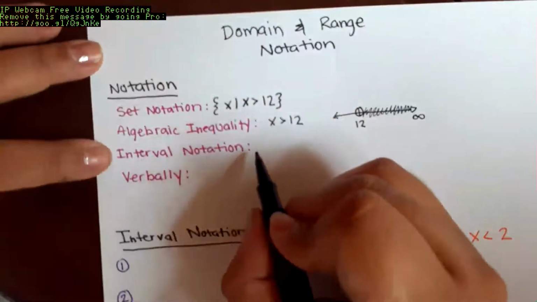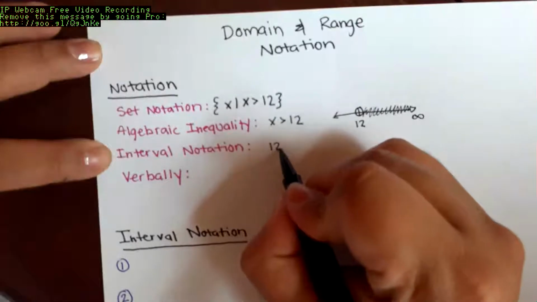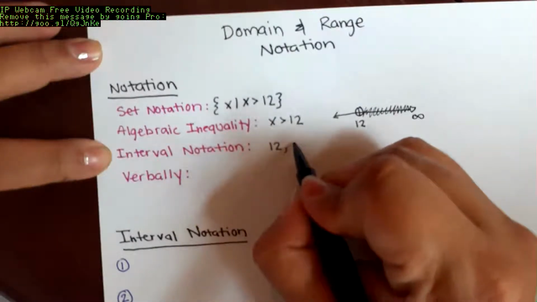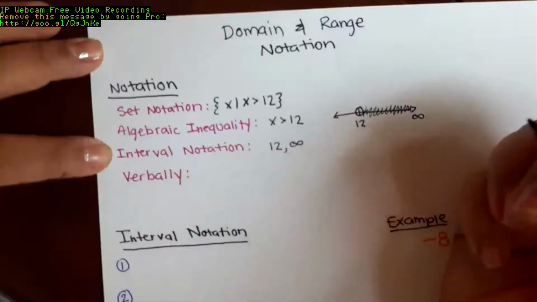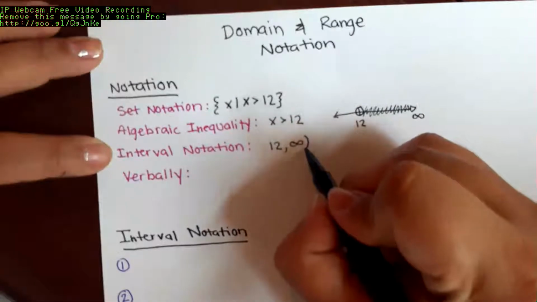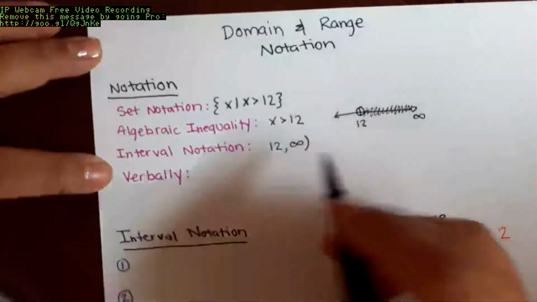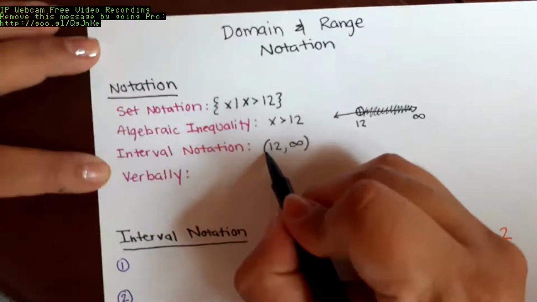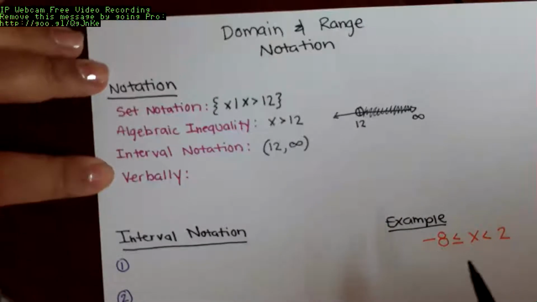Okay, so interval notation. I know I'm going to start at 12, and I'm going to go all the way to infinity. And remember when I said infinity is not a set number? So that means it's always going to have a parentheses. Now my 12 was an open circle, so that as well will have a parentheses, and that's interval notation.